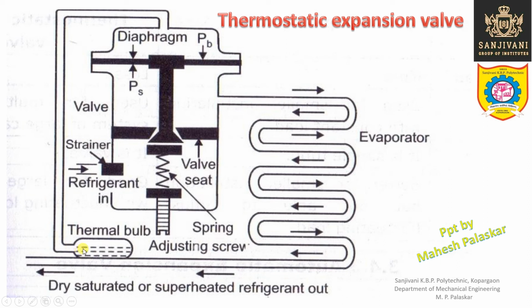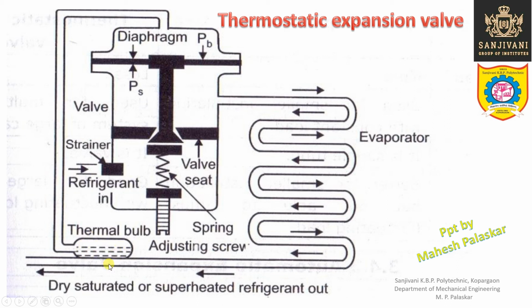Small length is also small. This capillary tube is not that capillary tube which is used as the expansion device. This is just used for connecting the thermal bulb to this particular thermostatic expansion valve. The refrigerant which is present in the thermal bulb is exerting pressure on this particular diaphragm, and this pressure increases and decreases depending upon the temperature of the thermal bulb, right?